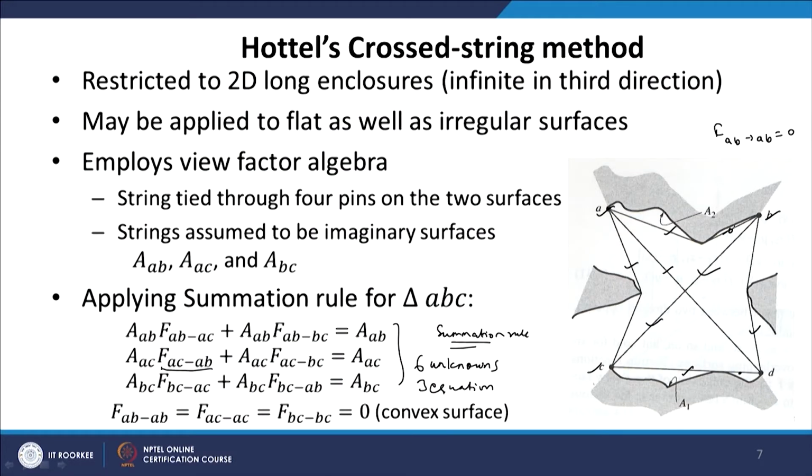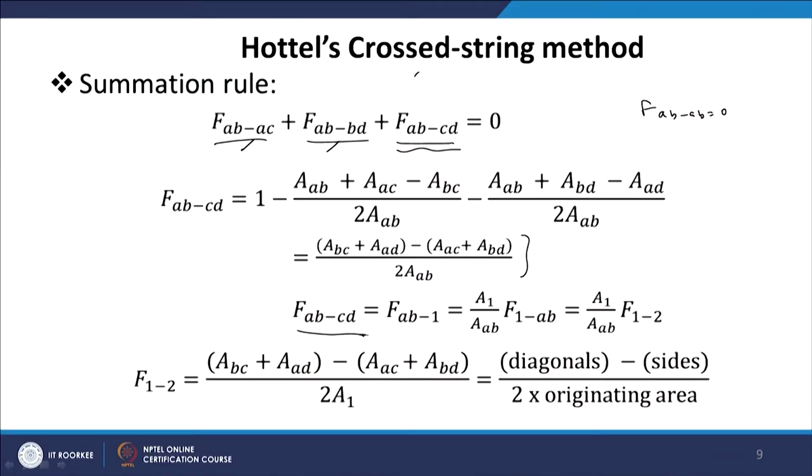Now, the argument here is that all the radiation leaving AB that falls on surface CD will actually go to surface A1, right. So, we have radiation emitted from surface AB falling on surface CD, the string surface, and the string surface is tied in such a way that all the radiation that falls on CD will actually fall on A1. So, based on this argument FABCD is equal to FAB1, and then applying the reciprocity theorem we write FAB1 is equal to A1 upon AB times F1AB.